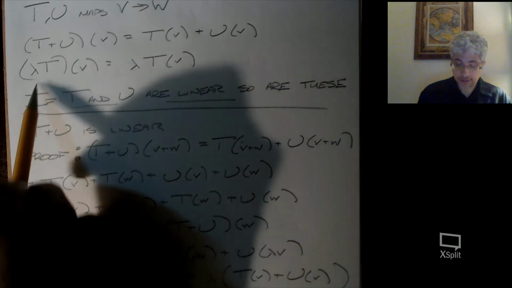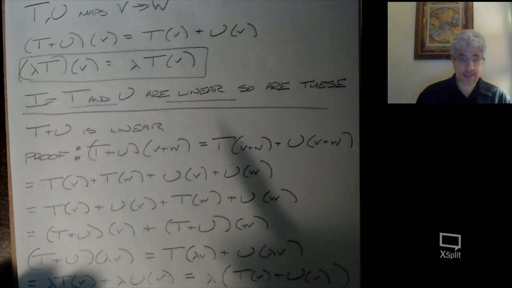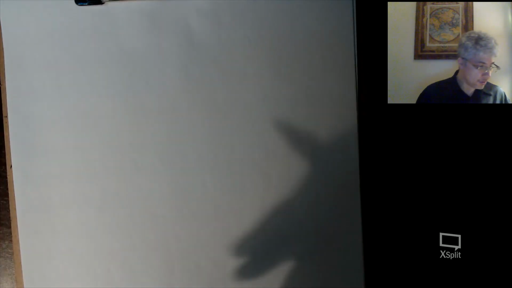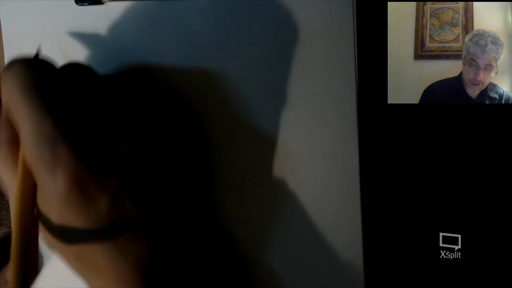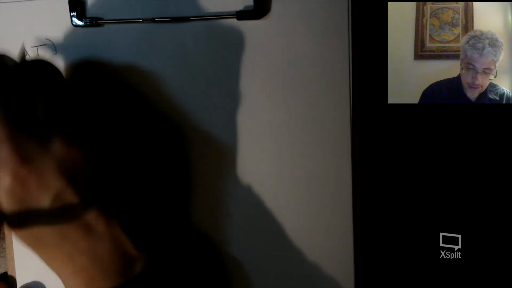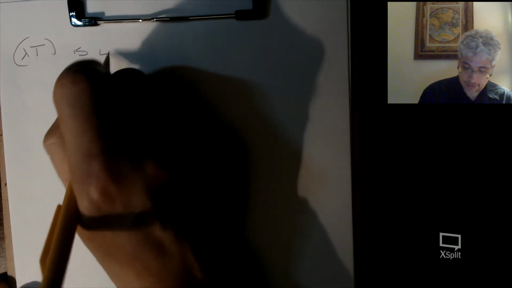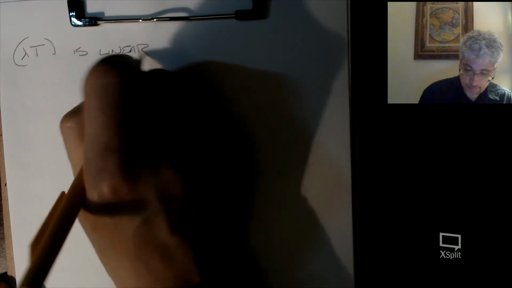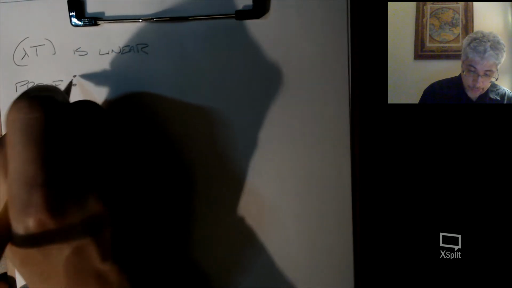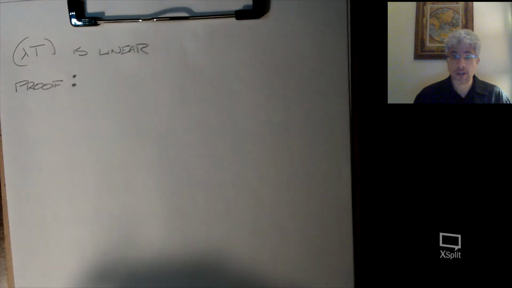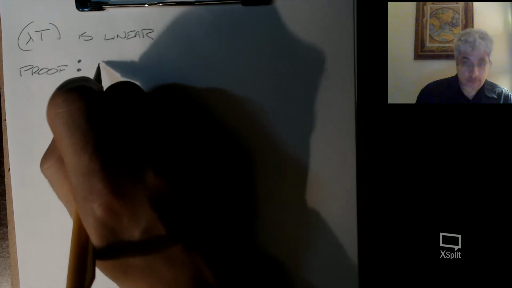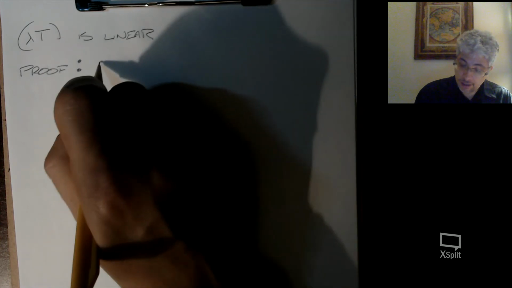Now, next, we might want to show that lambda T is a linear map. So let's show lambda T is linear. Proof. By the way, this is a nice short one. You might want to pause and see if you can do this on your own. Okay, we'll assume you did that.